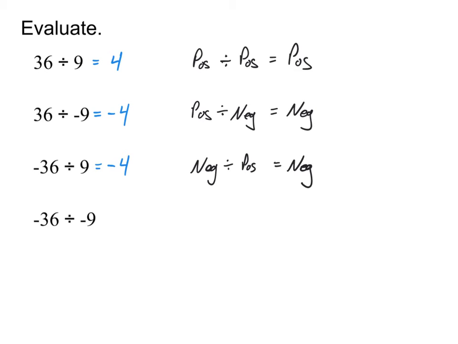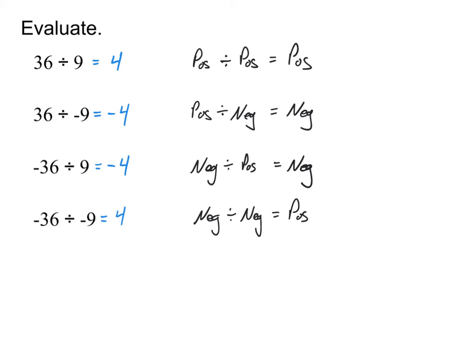And then in our final question here, we have negative 36 divided by negative 9. So this one's a negative divided by a negative. That will always give us a positive. And so a negative 36 divided by a negative 9 will equal a positive 4. Now, those are all the rules that you need to know going forward.